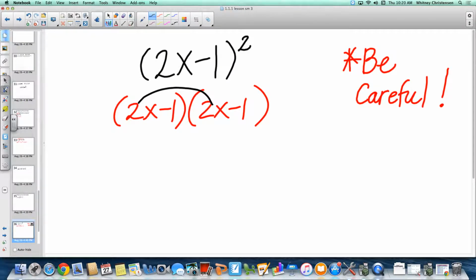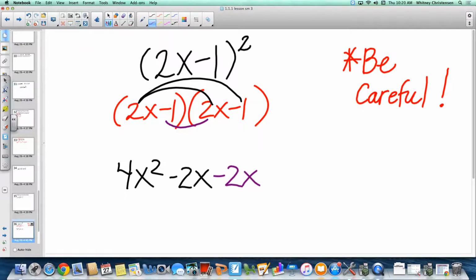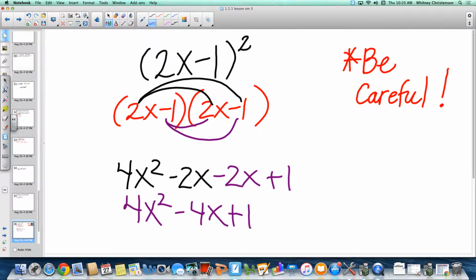2x times 2x, 4x squared. I'm going to double distribute. I always draw my rainbow no matter what. 2x times negative 1, negative 2x. Now, do not forget this part, guys. This is where most people forget. You now got to double distribute the negative 1 through. Negative 1 times 2x, negative 2x. And negative 1 times negative 1 is positive 1. Now we're going to combine my terms. So we have 4x squared. Now be careful with this next one. Don't make any negative adding errors. Negative 2x minus 2 more x's, negative 4x. And then we have plus 1. That would be my final answer.